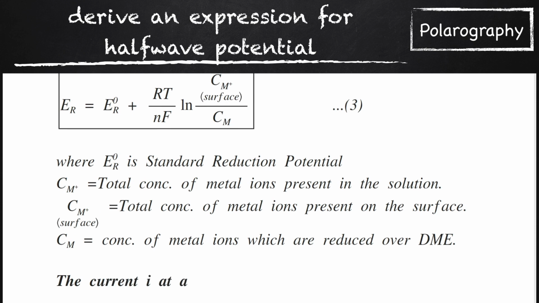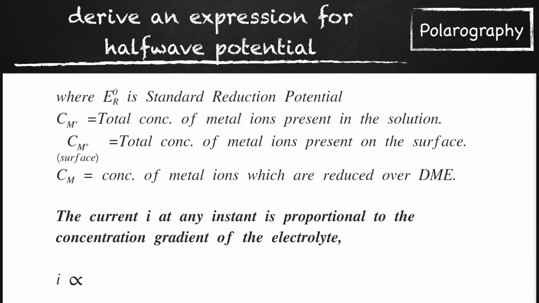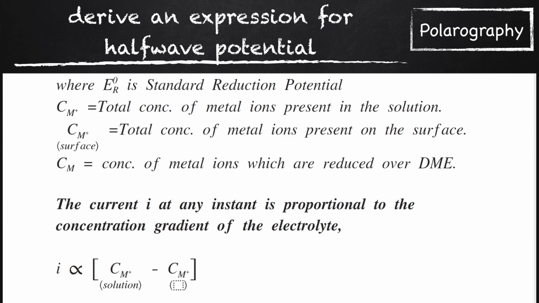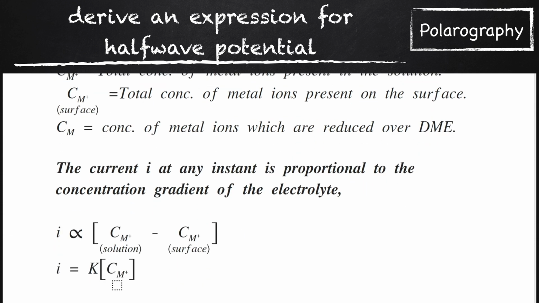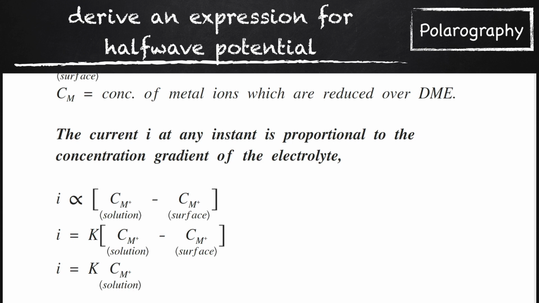The current I at any instant is proportional to the concentration gradient of the electrolyte. Therefore, we can say I is proportional to concentration difference Cm plus of solution minus Cm plus of the surface. Therefore, I is equal to K into Cm plus solution minus Cm plus surface. Or we can say I is equal to K into Cm plus solution minus K into Cm plus surface. This is equation number 4.